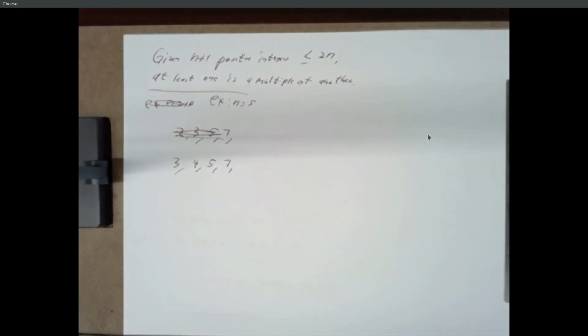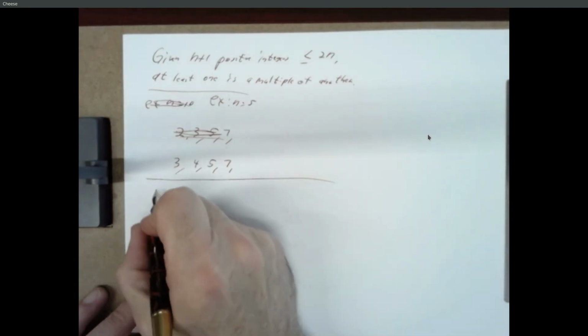And you can try this with different values of n, and it's really hard to get n plus 1 positive integers where none is a multiple of the other. But proving that is not something that's obvious how to do. But we can do it with the pigeonhole principle. So let me show you a quick proof for that.